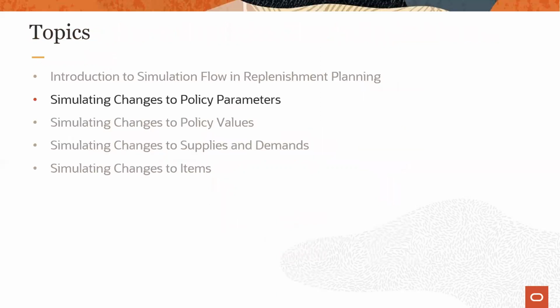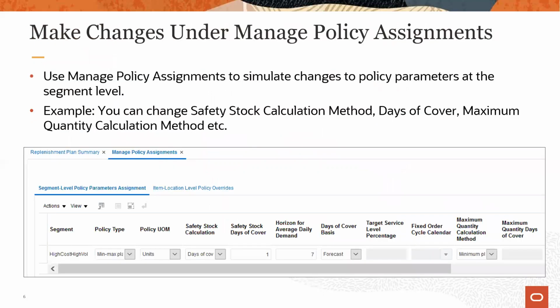This topic discusses simulating changes to policy parameters. The Manage Policy Assignment view enables you to review the input policy parameters defined at the segment level. You can decide to change these parameters for a segment which is underperforming in terms of projected fill rate and then simulate the impact of these changes on the segment level projected fill rate.